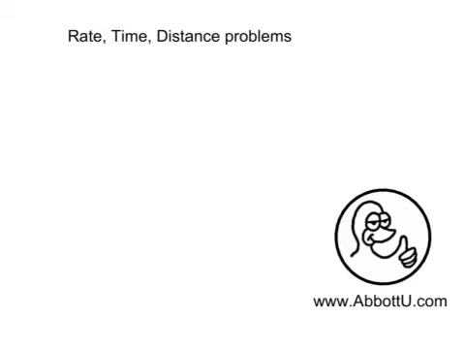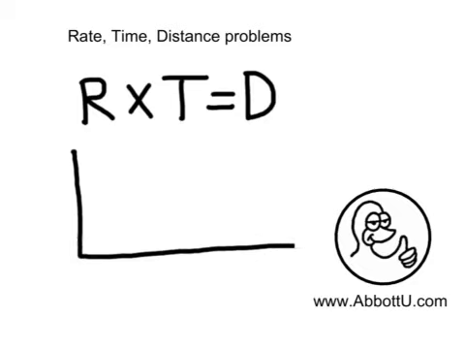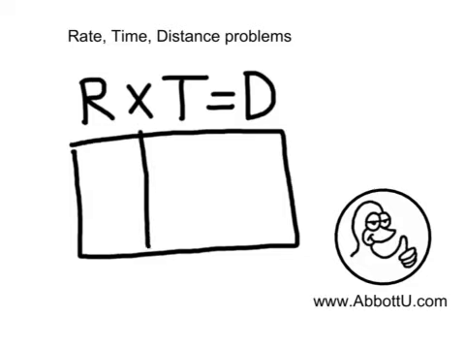And it always begins with me remembering that rate times time equals distance. And then for rate, time, and distance problems, I almost always end up using this chart here that I'm drawing right now. The chart is this big box that goes underneath the rate times time equals distance equation, and then I divide it up into 3 columns.